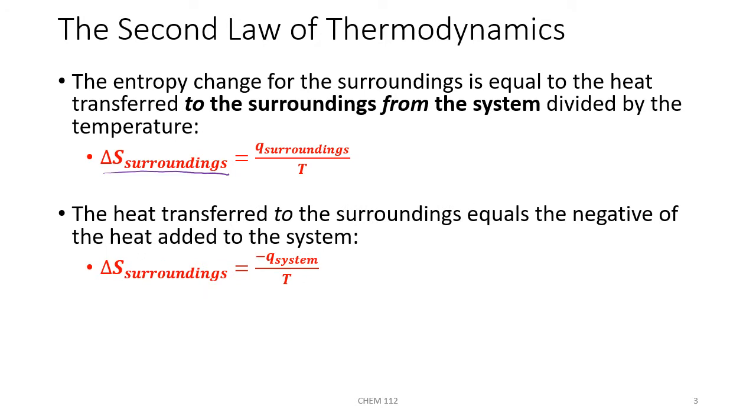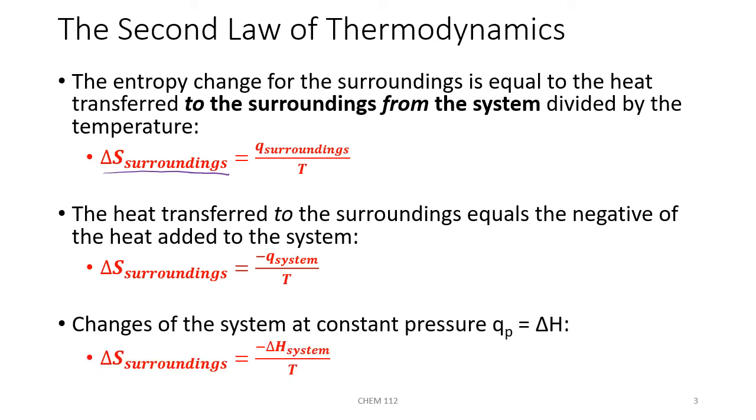The heat transferred to the surroundings equals the negative of the heat added to the system. That just says that the heat of the surroundings is opposite in sign to the heat lost by the system. So delta S surroundings can also be calculated by taking negative Q system divided by the temperature. The change of the system at constant pressure, or enthalpy as we learned, is equal to Q sub P. So we can substitute negative delta H system divided by that same temperature to calculate the entropy change of the surroundings.